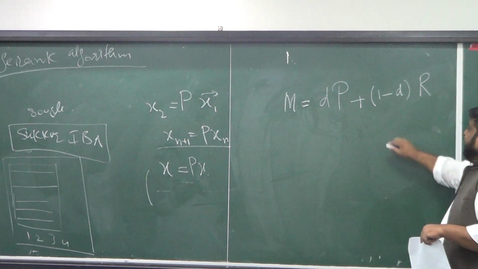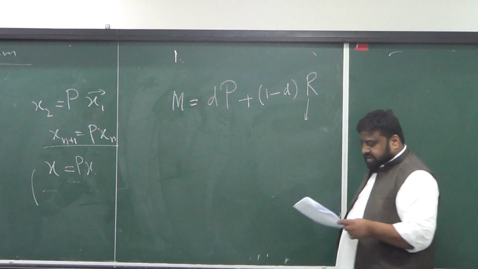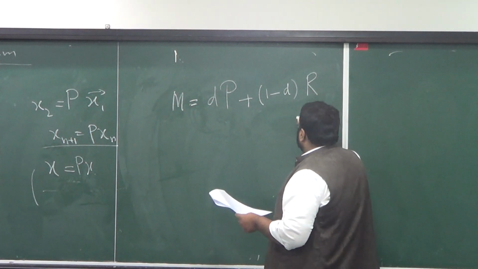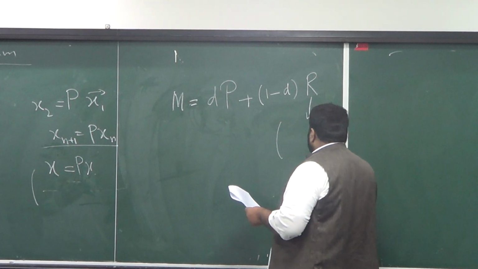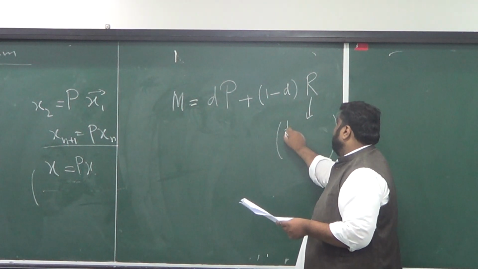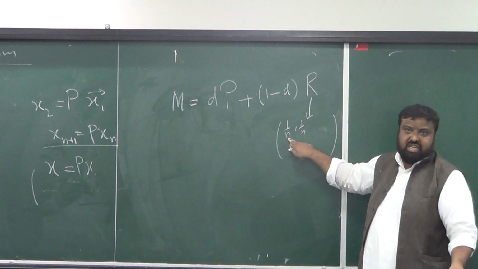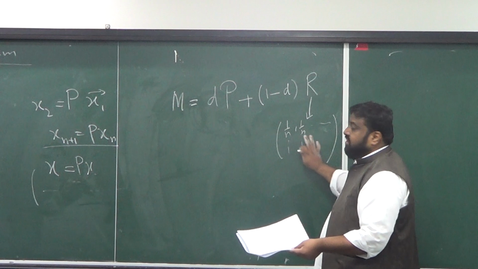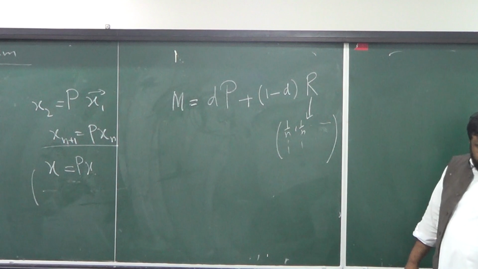But what is the R matrix? It is a matrix where all of its entries are the same. It contains 1 over n in every entry, where n is the number of websites, or the number of states in the Markov chain that you have. All of these are the same. Now you can ask a question.